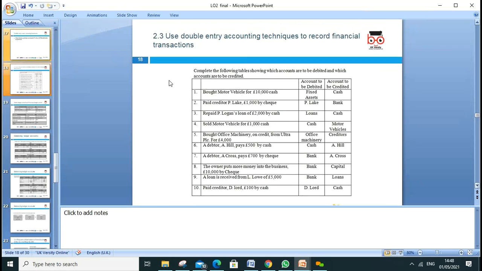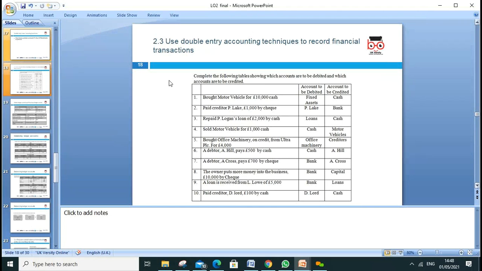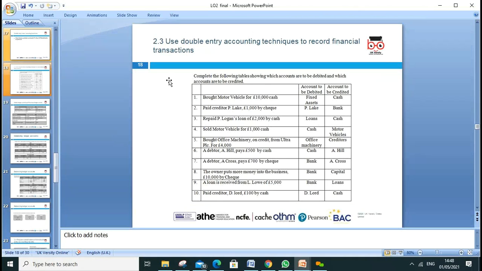Okay, next we're looking at 2.3, the double entry accounting technique to record financial transactions. So think about it here, we record some financial transactions. We bought a motor vehicle for 10,000 cash. So what is a motor vehicle first? You have to categorize it. Is it an asset or an expense? It is an asset. So when the asset goes up, we bought it, it means the asset increases, we do debit. What is decreasing? Cash is also an asset, cash is decreasing, so cash will be credit.